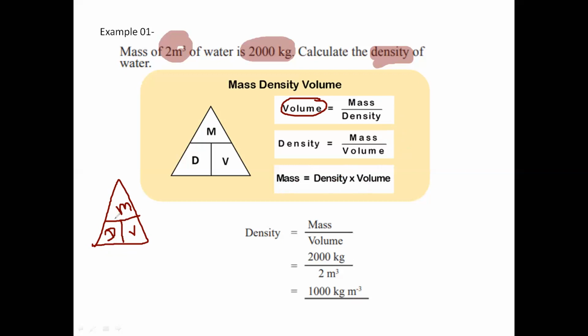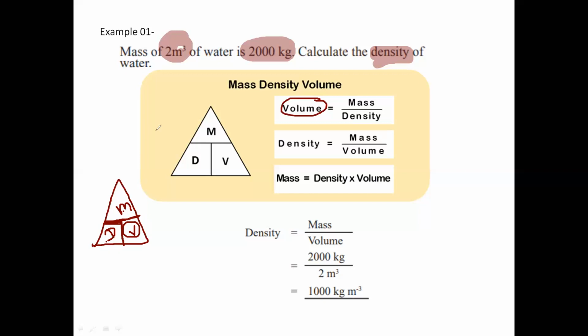So every time, this is the division mark. Here also division, here also division mark. Here the multiplication mark is there. If you want to find M, you have to multiply these two. If you want to find D, you have to divide M by V, because here you have the division mark.